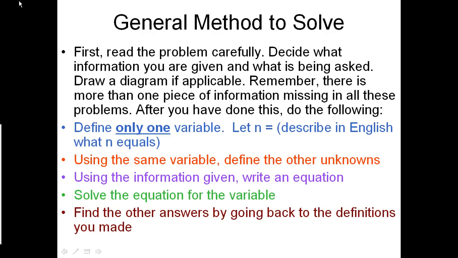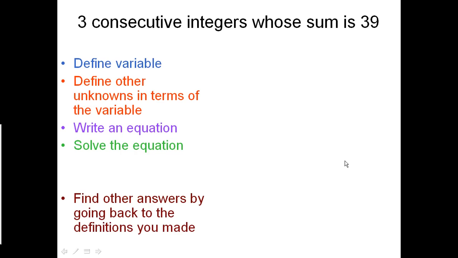And then the final step is, after you found what the variable is equal to, you're going to go back and find the other answers, going back to the definitions you made when you defined the other unknowns in the red step here. Okay, with that, let's go to the first problem.